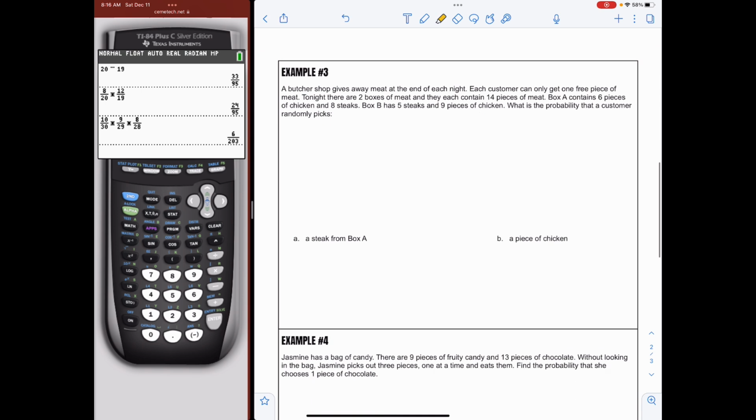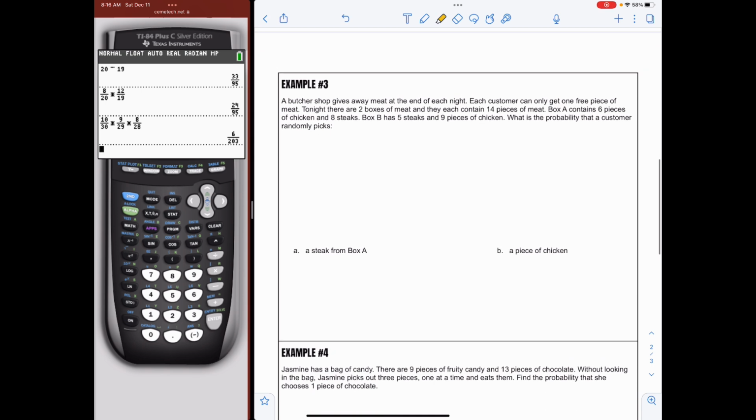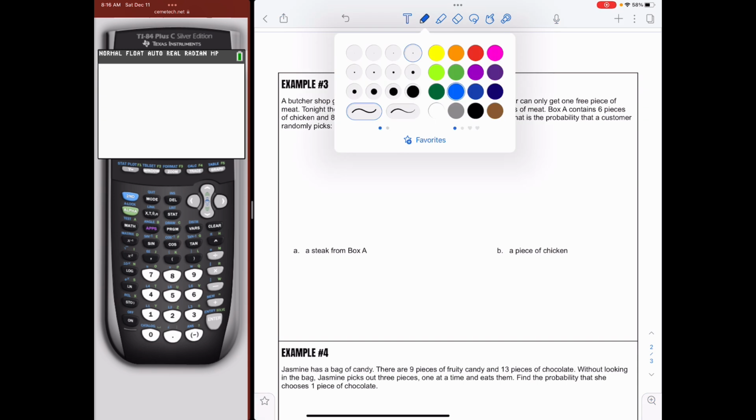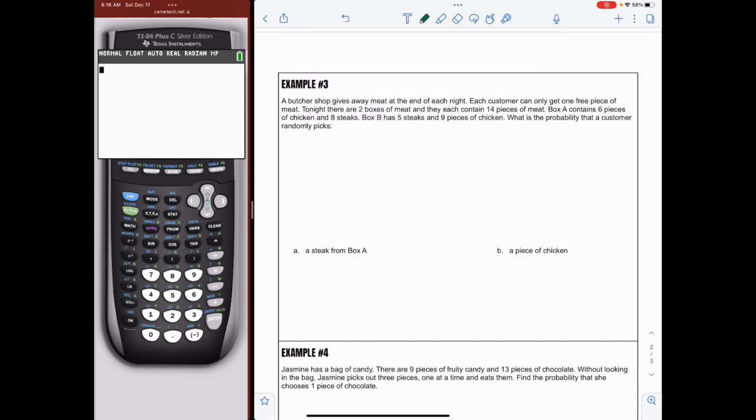So now let's look at example 3. Example 3 says that you have a butcher shop that gives away meat at the end of each night. Each customer can only get 1 free piece of meat. Tonight there are 2 boxes of meat and they each contain 14 pieces of meat. Box A contains 6 pieces of chicken and 8 steaks. Box B has 5 steaks and 9 pieces of chicken. What is the probability that a customer randomly picks a steak from box A or a piece of chicken?